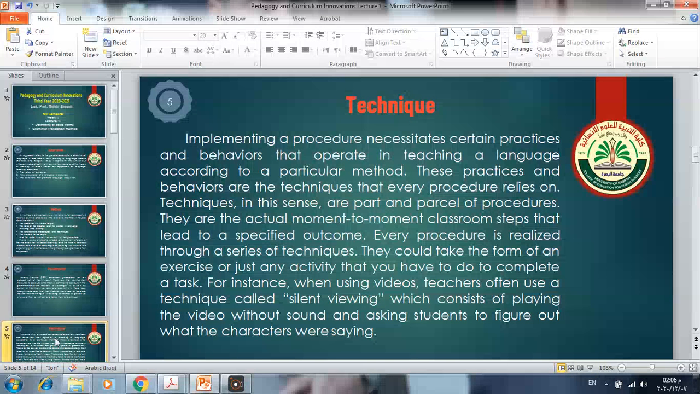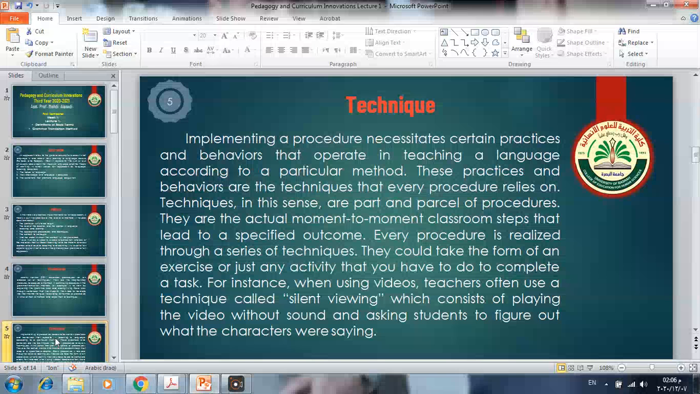Some of them take the form of exercises. So the students have to solve these exercises, have to practice doing these exercises. So this is if they come as practices, or they can be activities. They can be activities that the students need to practice, need to complete, to complete certain tasks.